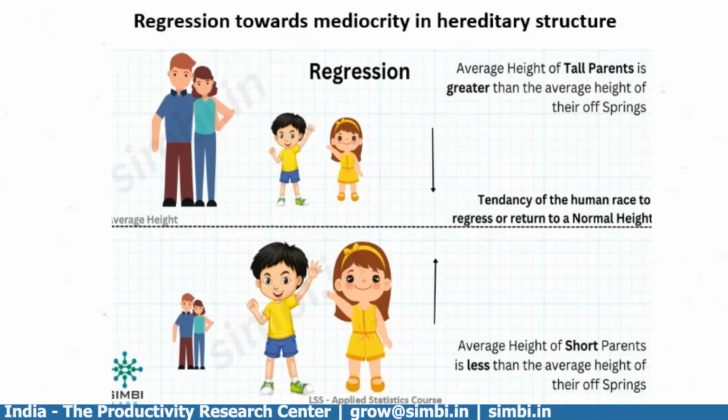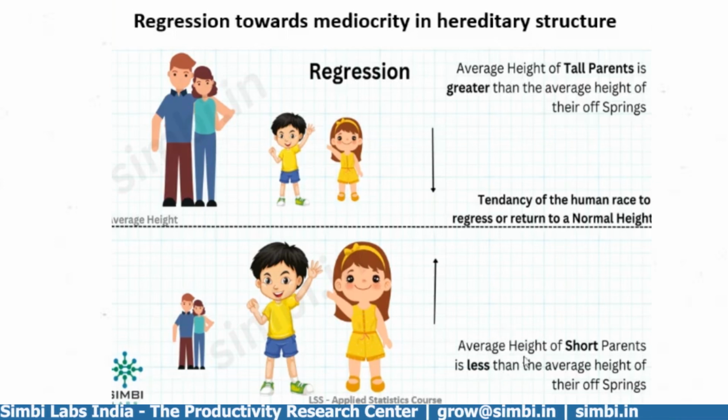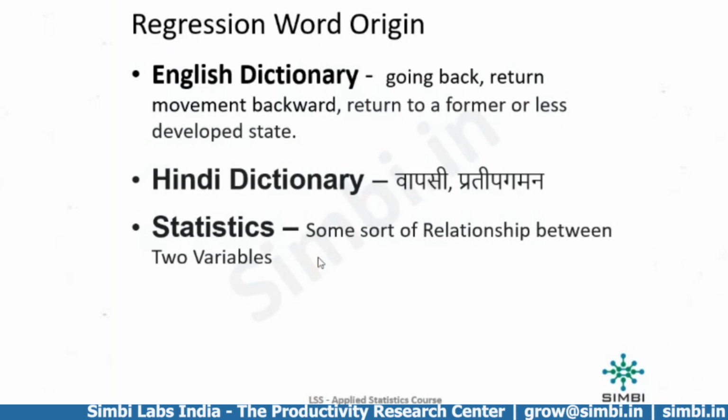So here in this example, we can see regression towards mediocrity in hereditary structure. The average height of the tall parents is greater than the average height of their offspring. So this is one type of analysis, the parents' height and the offspring's height. And also the average height of short parents is less than the average height of the offspring. Here we are considering the average height for the tendency of the human race to regress or return to a normal height. So like this, we can do this analysis in regression analysis.